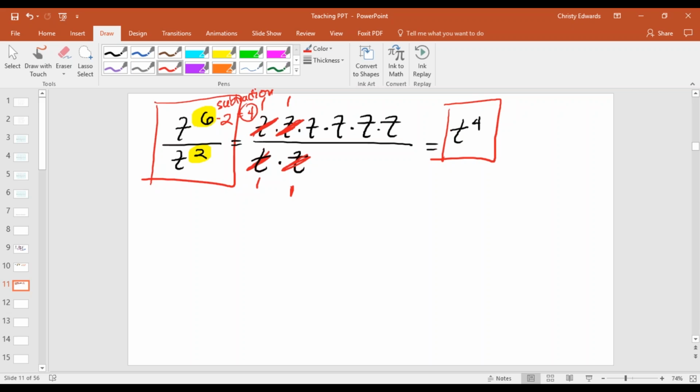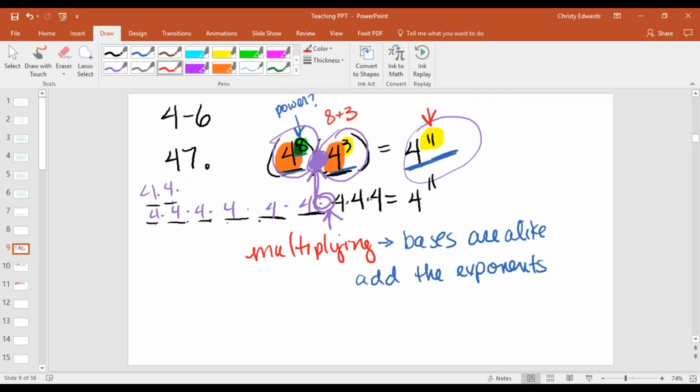So these were, I'm sorry, my t's looked like F's and 7s, but do you remember the 2 shortcuts now? If you're dividing things with the like bases, you can subtract their powers. If you're multiplying like bases, you can add their powers.